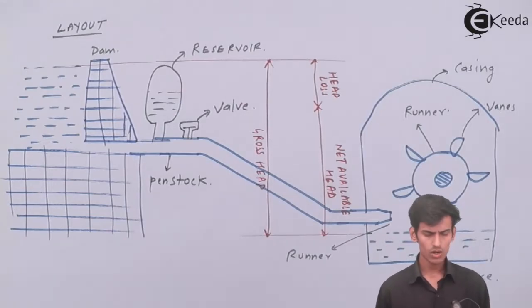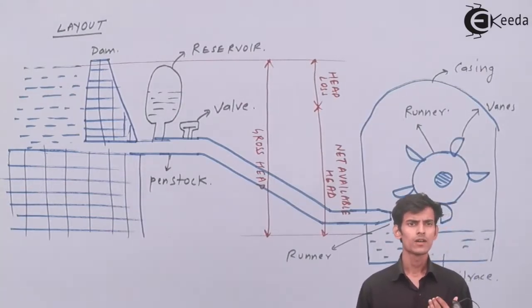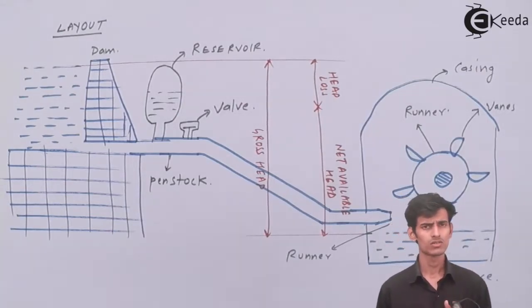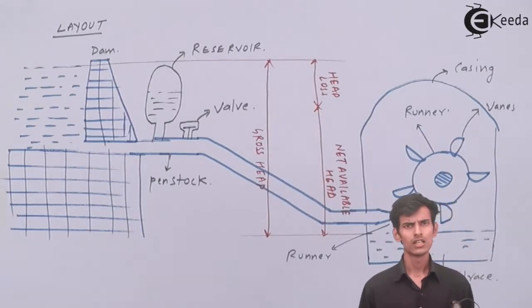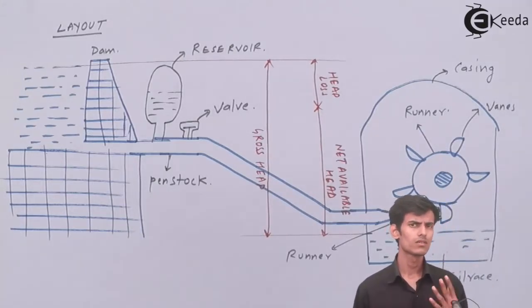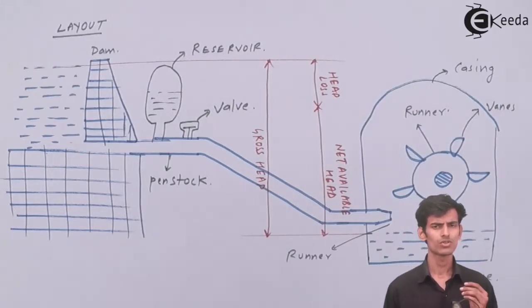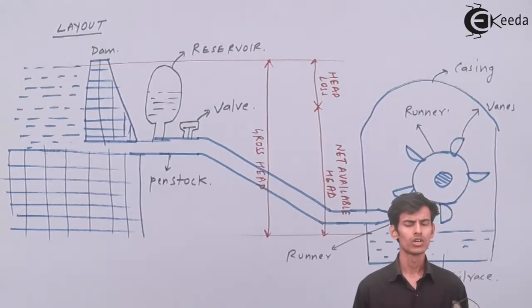Then you can see a valve, which is used to close and open, just to restrict the flow of water. If you don't want the water to flow through the penstock, you just close the valve, and the water will not flow.